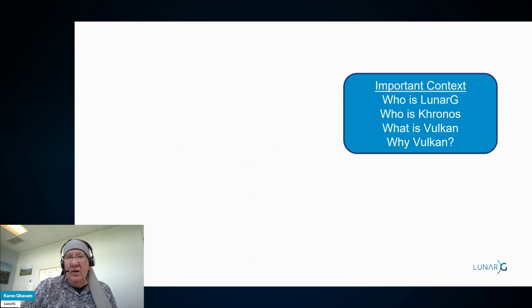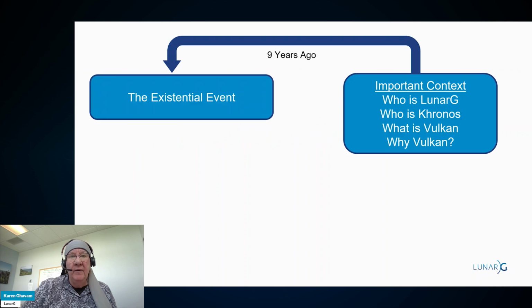So in the keynote, I start out with just some context about who LunarG is and who Khronos is and what Vulkan is, and these things were important for that story. However, I'm not going to go into that detail here. And then I went back about 9 years in time to what I call the existential event that occurred shortly before the launch of the Vulkan API, and this event contributed to the rocky beginning of the Vulkan SDK.